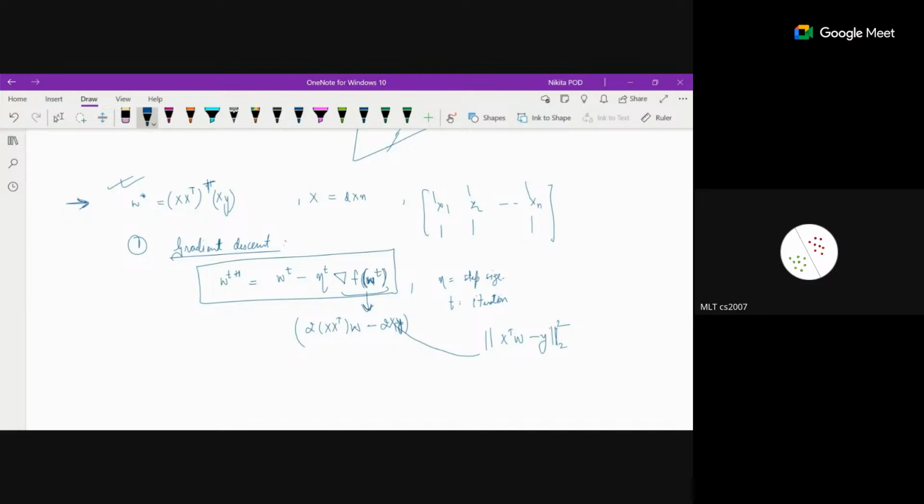Which method did you say, ma'am? Newton's method. Newton's method, yeah, but it's not required here. Okay. So all right.